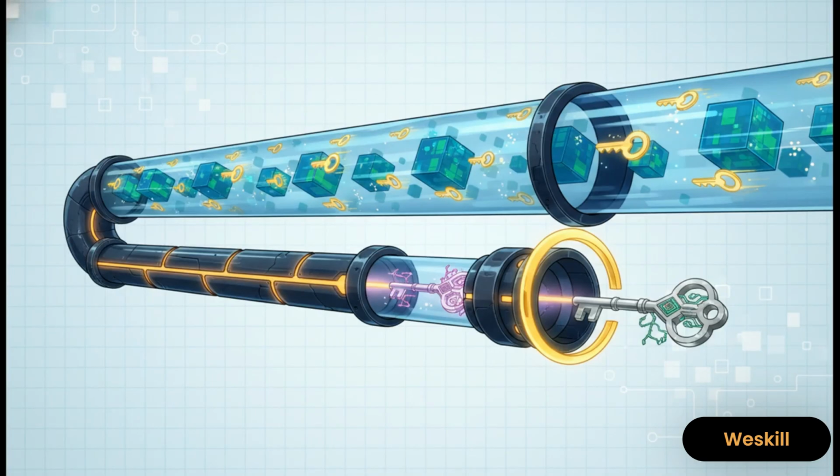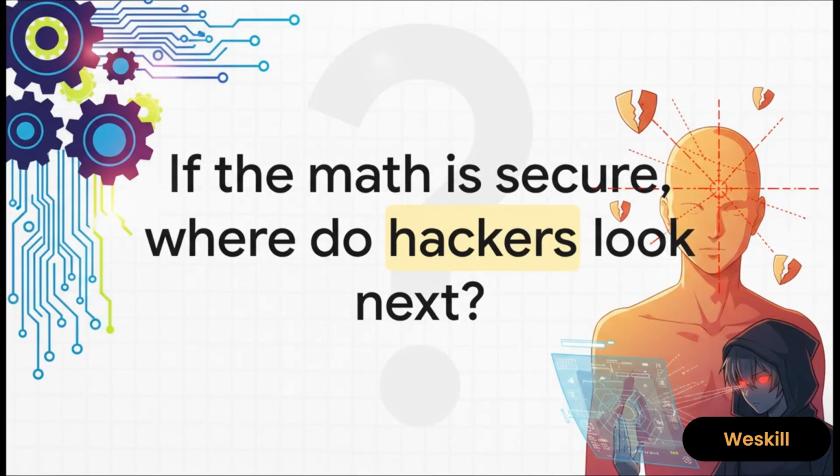So the takeaway here is that we're using the slow, super secure method for the tiny but vital task of sharing the key, and we're using the fast, efficient method for all the heavy lifting of encrypting the actual data. It really is the best of both worlds. Which leaves us with a final thought to chew on. If the math and the technology behind our encryption are this strong, where do the attackers focus their efforts? Well, when you can't break the lock, you start looking for a way to get the key from the person who's holding it.